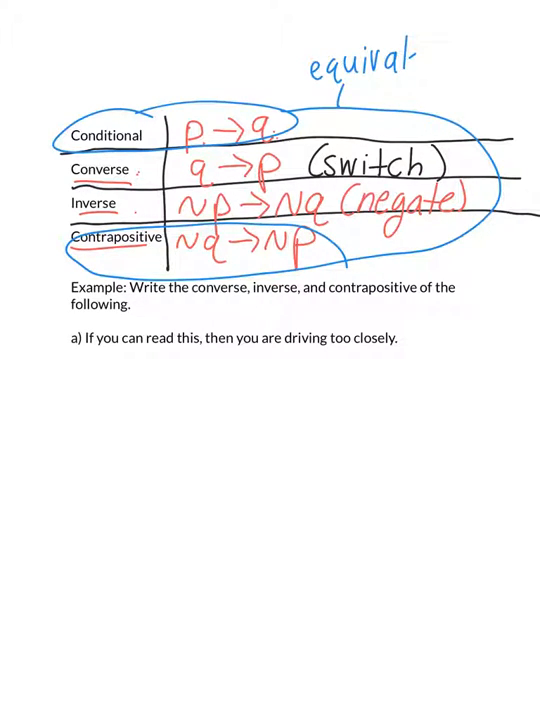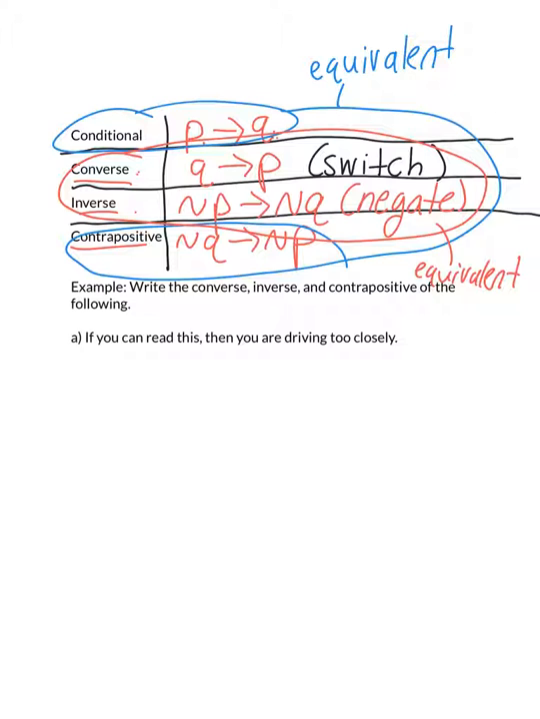So these are equivalent. If P then Q will always mean the same as if not Q then not P. The other pair, well, the only two ones left, converse will always mean the same as inverse. These are also equivalent. So if Q then P means the same as if not P, then not Q.